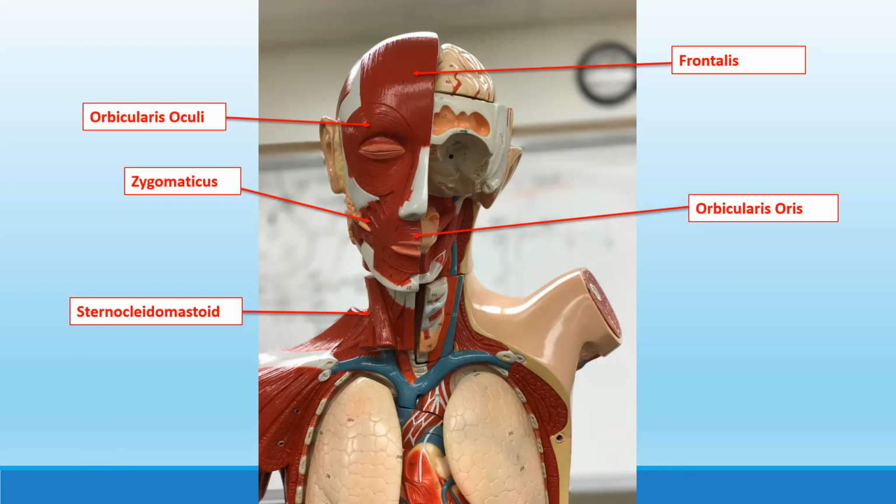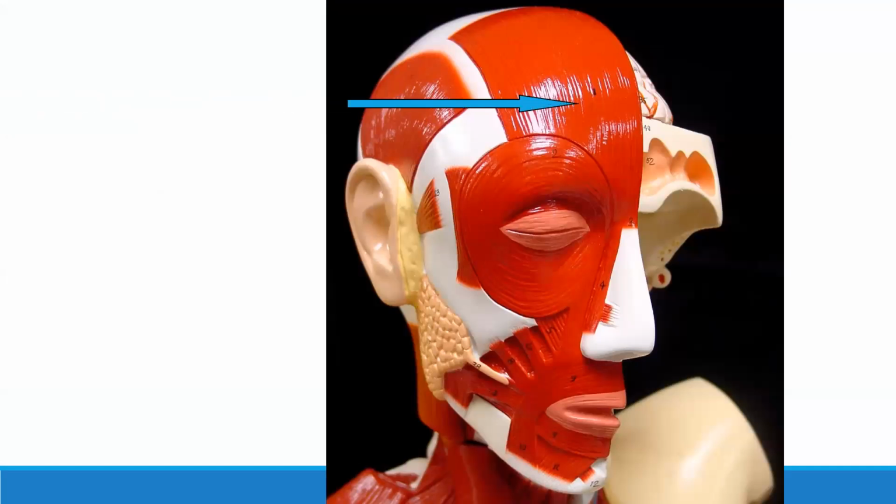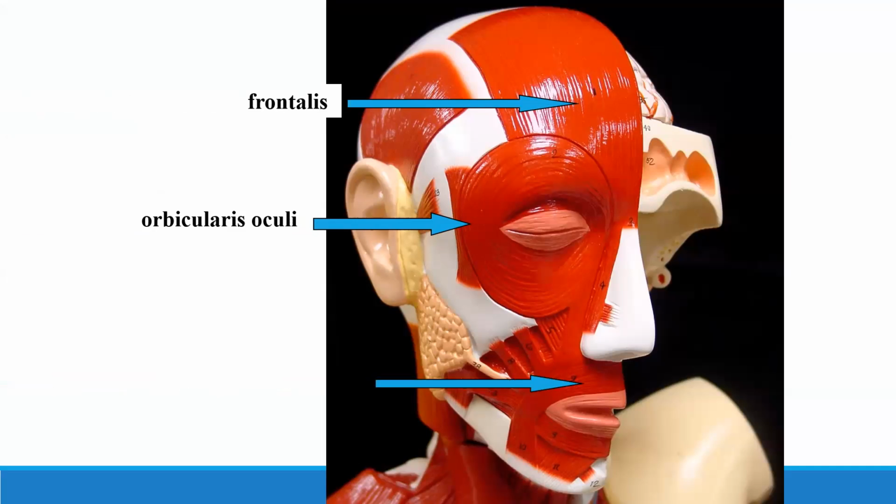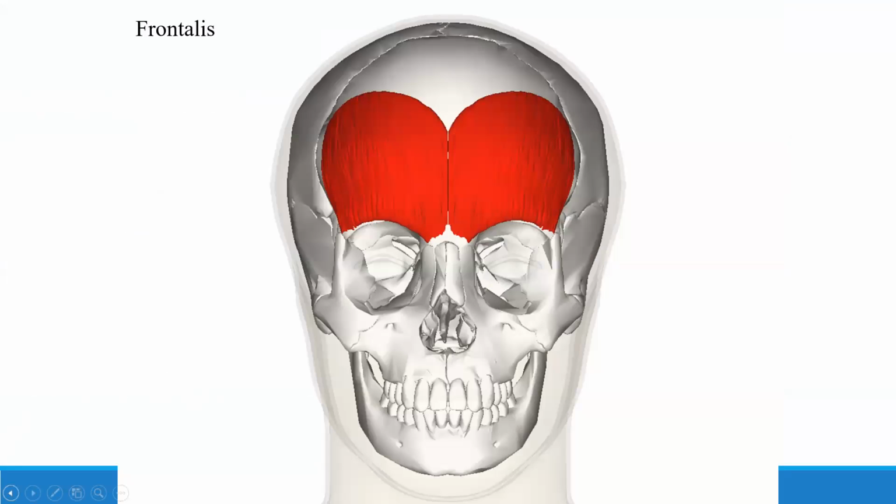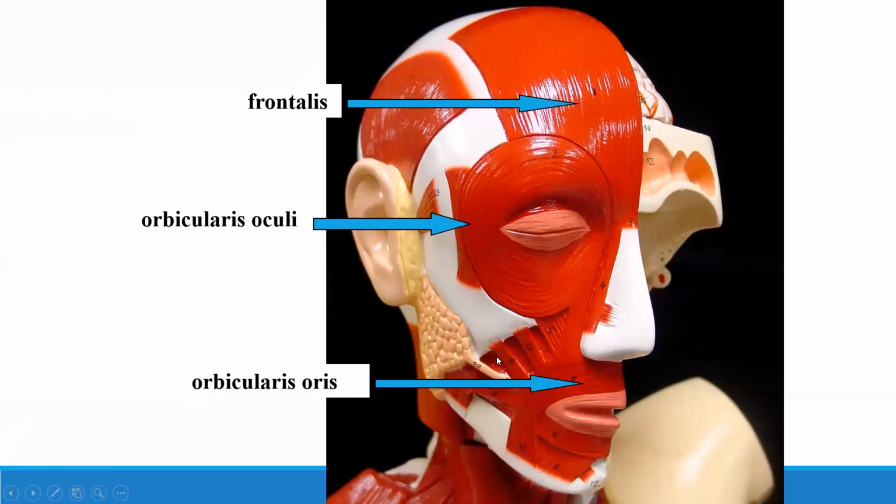Zygomaticus muscles are attached to the zygomatic bone. Again, they're more than likely used for expression, but just be able to identify them. They're in a little cluster of three muscles right along the edge of the zygomatic bone. Now, a close-up of the face: the frontalis, the orbicularis oculi. Remember the eyeball. The orbicularis oris right there. And you also see the zygomaticus muscles right there.